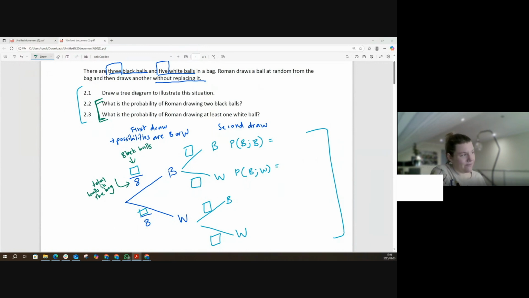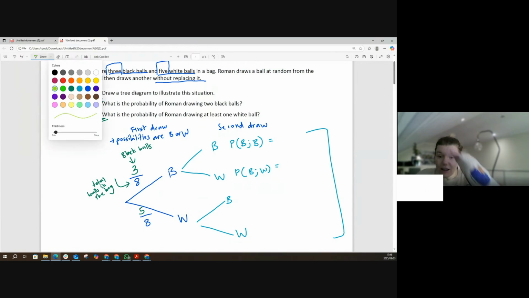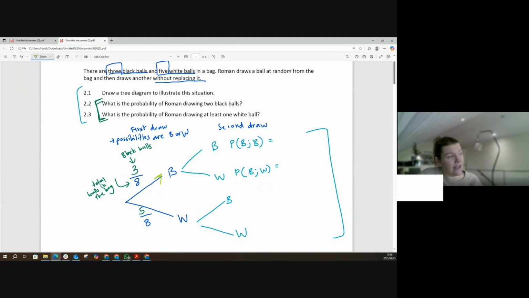Okay, let's jump in. So just gonna give myself some space here. When Roman draws out the first ball, there were 3 black balls and 5 white balls, which means this is going to be a 3, and that's going to be a 5. So that's my first options. Then what we're doing is we're following like a train. So this is saying that the first pick was a black ball, and then the second pick was also a black ball.